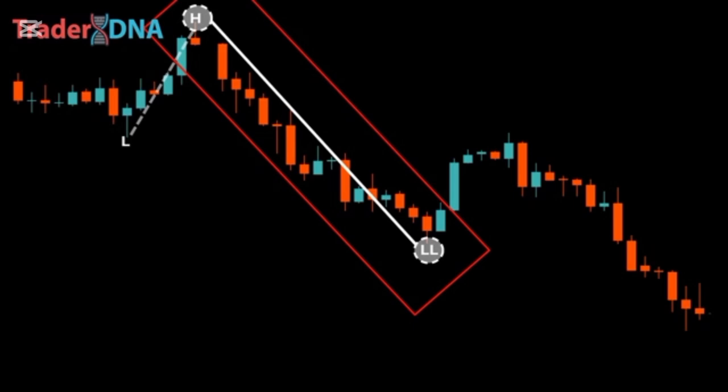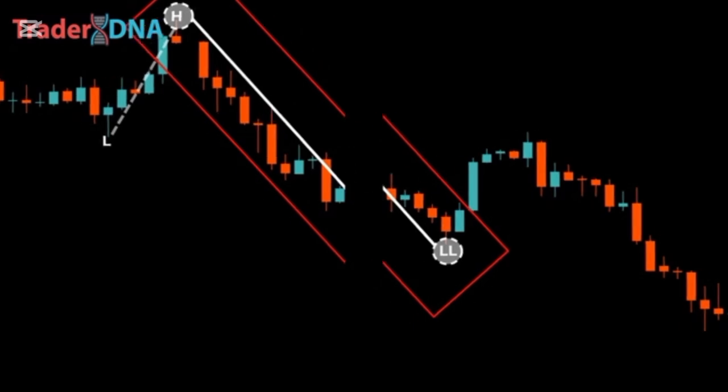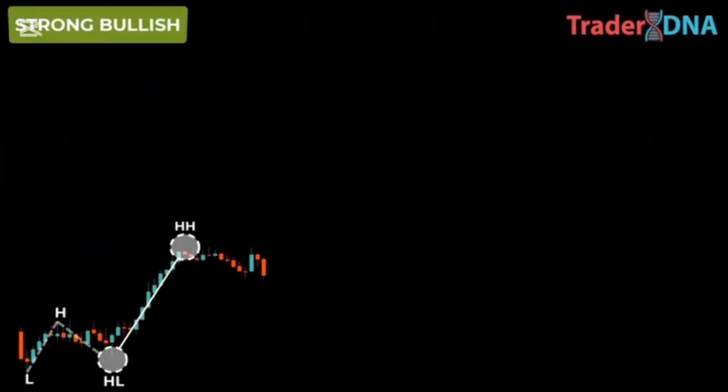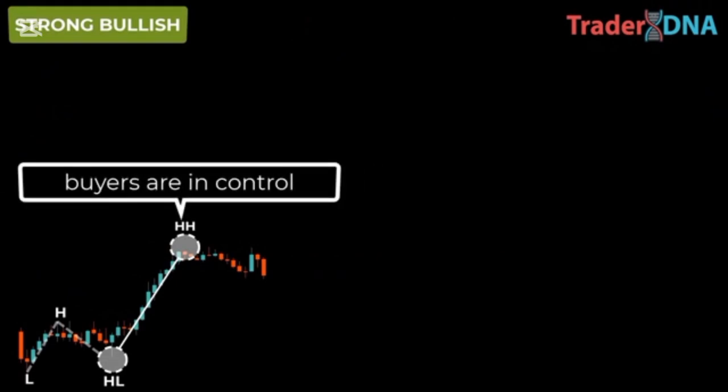Let's break it down. Strong uptrend. Take a look at this chart. See how the latest swing high is way above the previous one? That means buyers are in control and the market has serious bullish momentum. This isn't just a small push, it's a strong signal that the uptrend is likely to continue.